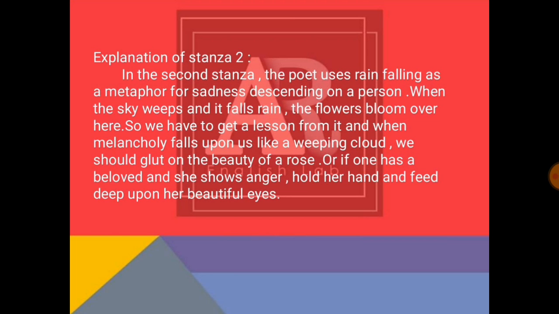Explanation of stanza 2. In the 2nd stanza, the poet uses rain falling as a metaphor for sadness descending on a person. When the sky weeps and it rains, the flowers bloom over here. So we have to get a lesson from it, and when melancholy falls upon us like a weeping cloud, we should glut on the beauty of a rose. Or if one has a beloved and she shows anger, hold her hands and feed deep upon her beautiful eyes.